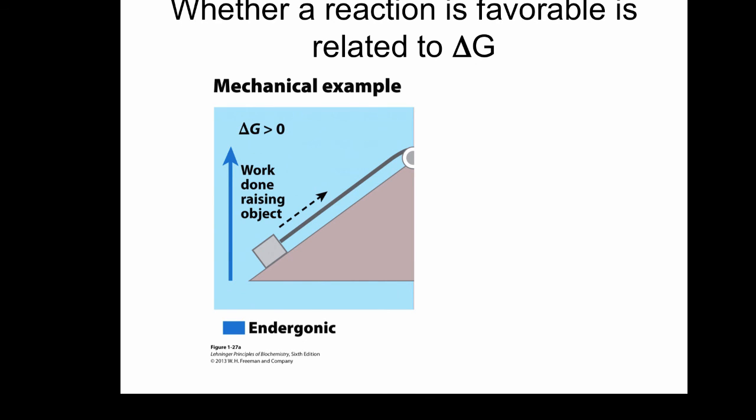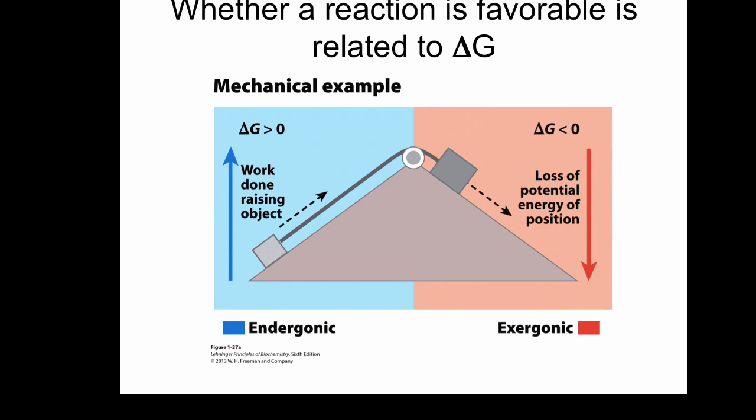Imagine a different situation in which a small cement block is tied to a pulley and propped up at the bottom of an inclined hill. Work must be done to raise the block to the top of the hill, making it an endergonic process, and so the delta G will be greater than 0 or positive.